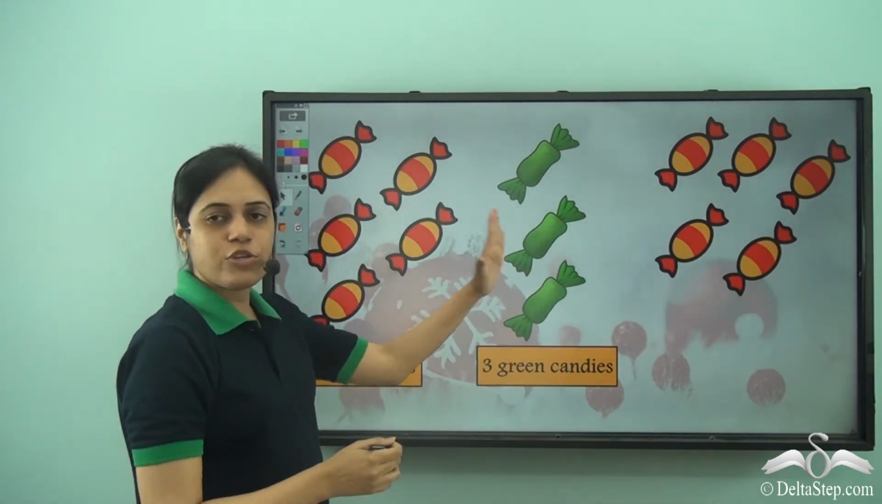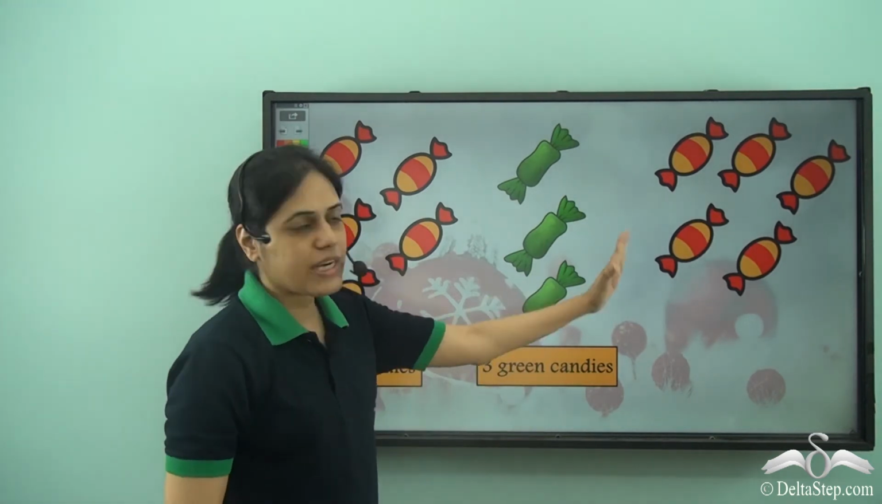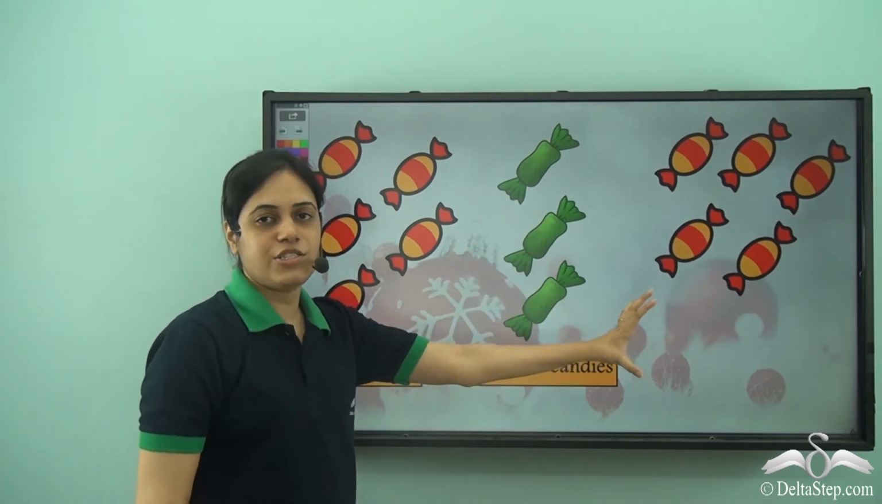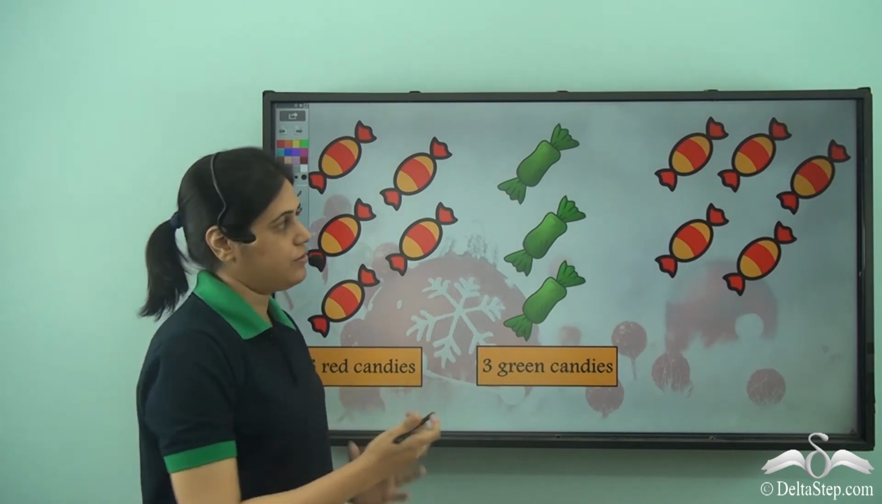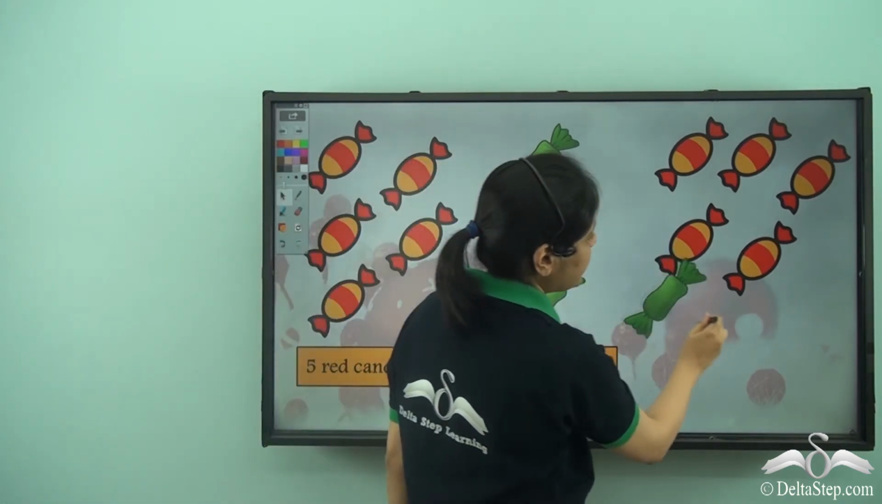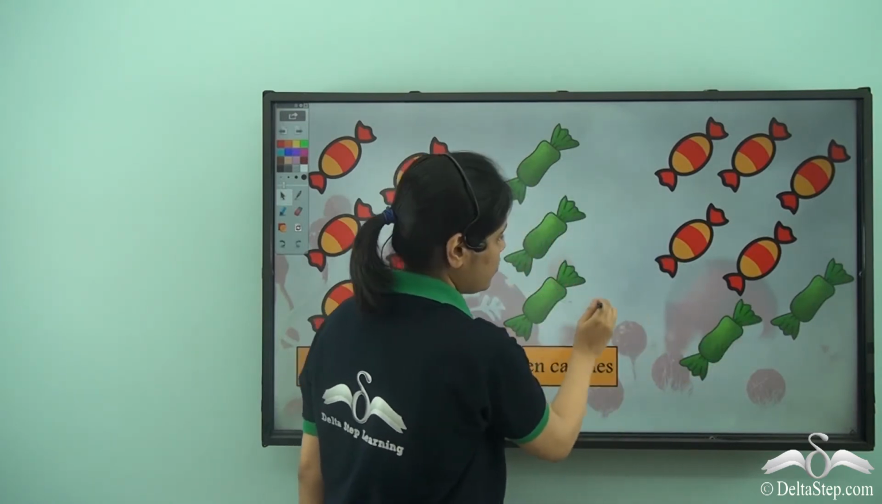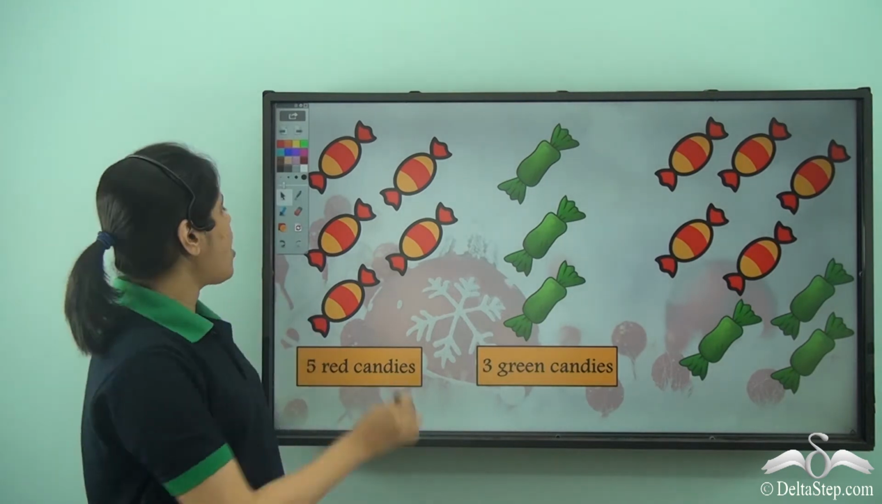Now I need to put together the red candies and the green candies. So I've already taken the red candies there. I need to take the green candies to that side and count them all by putting them together. So let me take the green candies one by one. 1, 2, and 3. So how many are here?